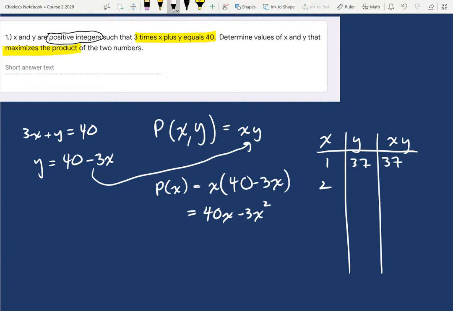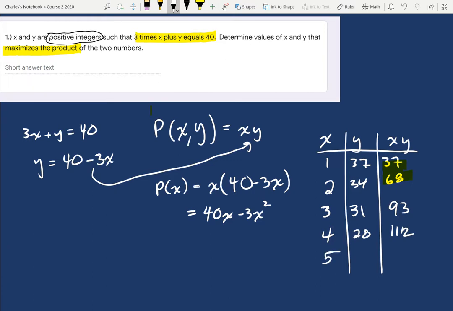If I think x has to be 2, then y has to be 34, and x times y would have to be 68. And I can see that the product is growing. So I want to continue going in that direction. And I should be able to continue going until I get a product that decreases. And then I know that I'm going to be at the right spot. So if x is 3, 3 times 3 is 9, y will be 31, this would be 93. If x is 4, y would be 28, x times y would be 112.